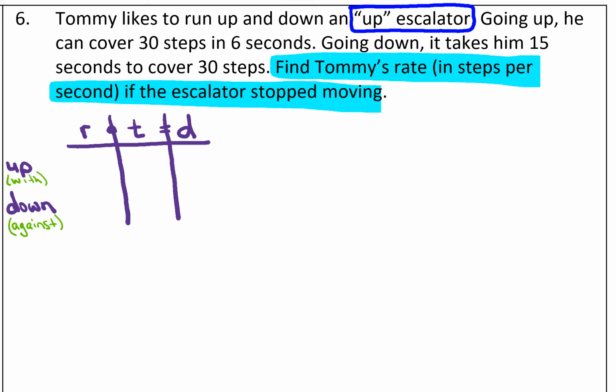So notice underneath up I wrote he's going with the escalator. When he goes down the up escalator, he's moving against it. So it's going to slow him down, which means we're going to have to subtract the rates. So the next thing I'm going to do is go through and find the important information.